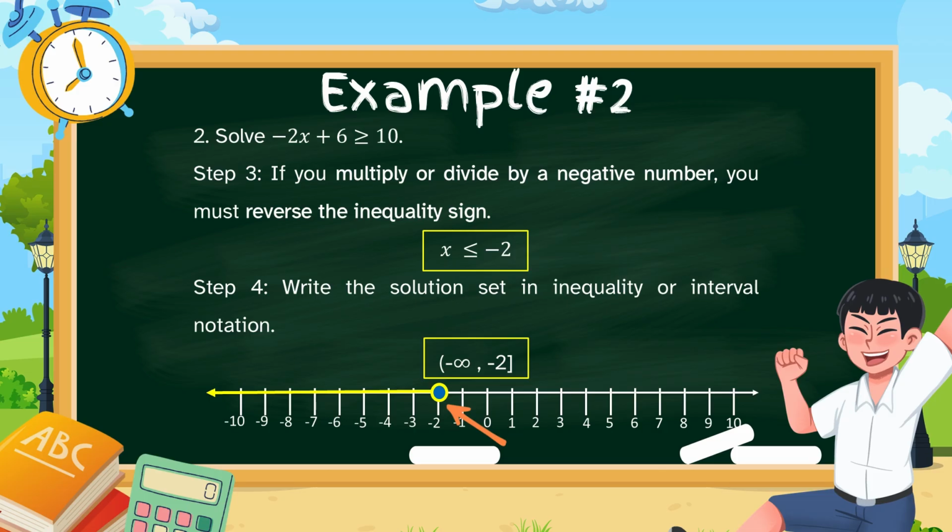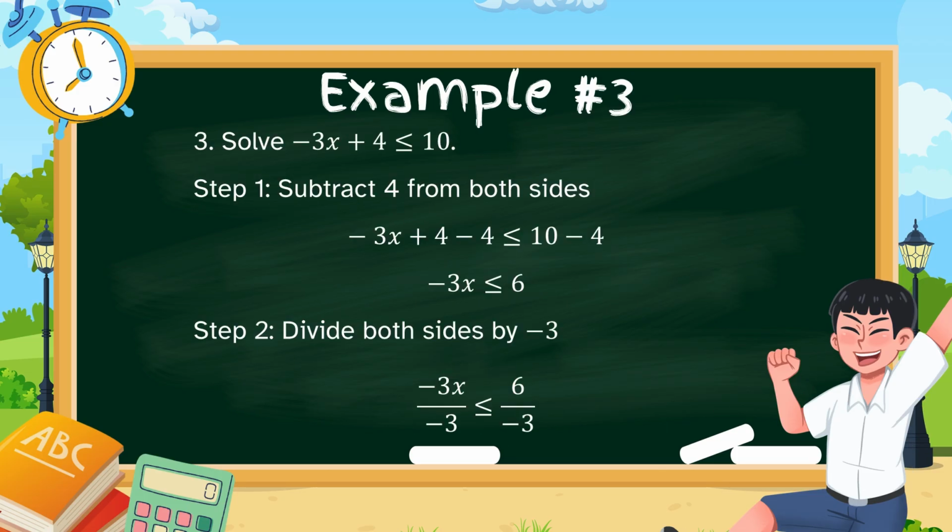Mastering that sign flip is the key to success with these problems. Let's tackle example number 3 and solidify that crucial rule about negative numbers. Our problem is: solve -3x plus 4 less than or equal to 10.